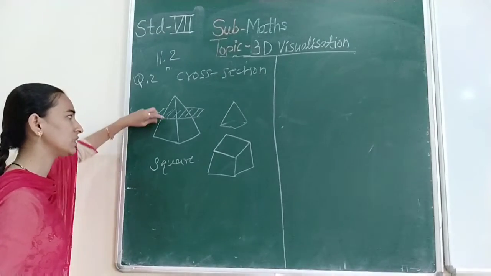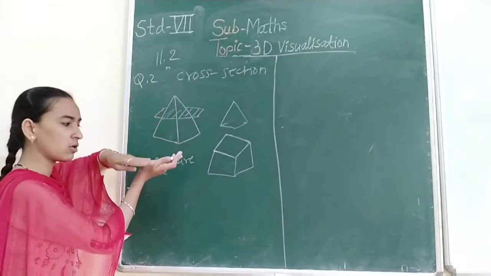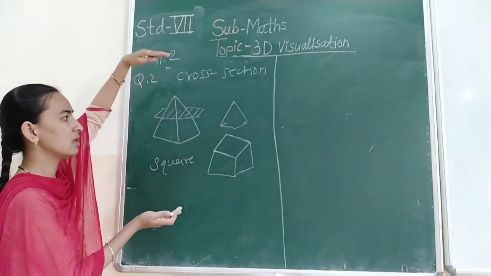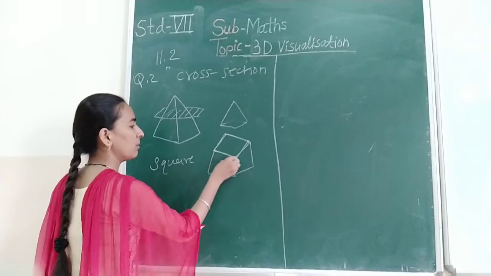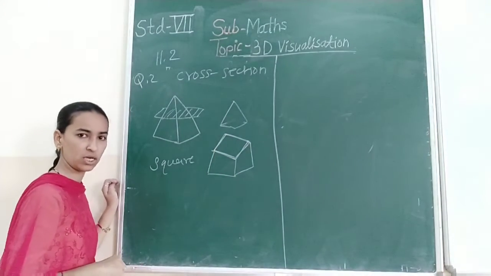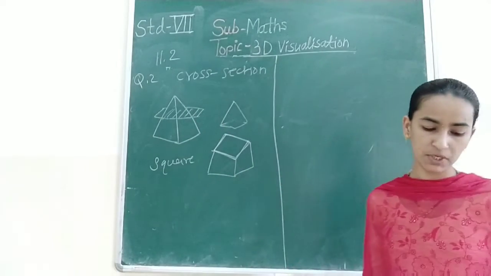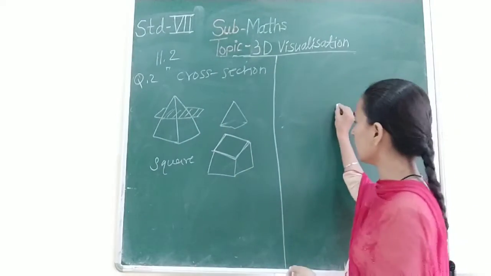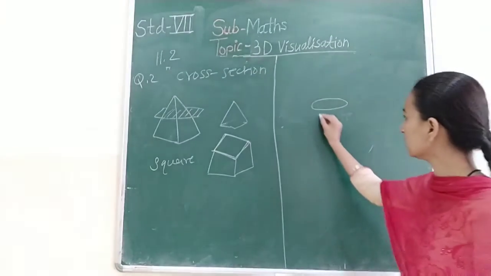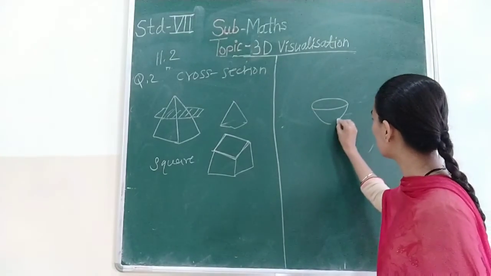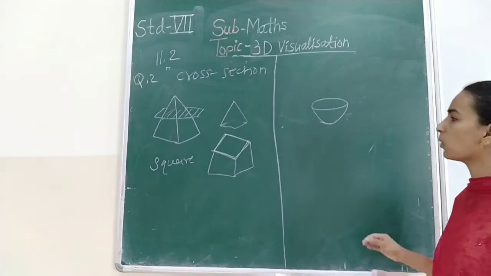Understand how to imagine that? Okay, students, you have to imagine when we cut it horizontally. When a pyramid is cut horizontally, the upper part is upward here and the downside part is this. So the face will look like a square. Now the next is hemisphere. Hemisphere means only a half sphere. It is something like this, like a bowl.